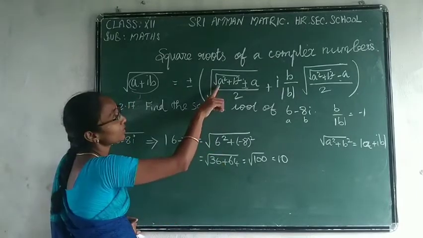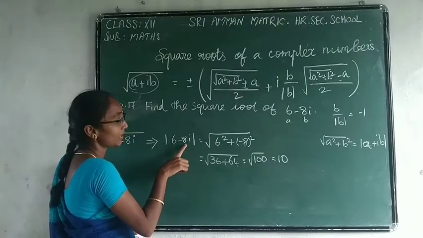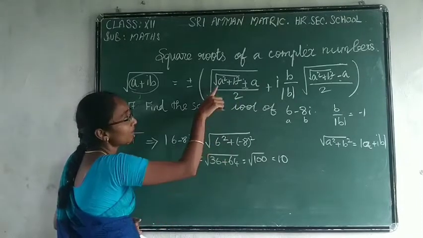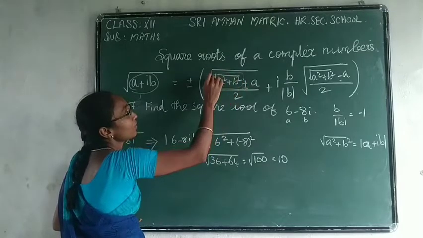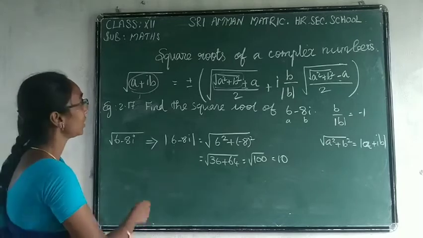So the modulus value is found in this part only. Listen, root of a square plus b square. Here a is 6 and b is minus 8. I compute the value of root of a square plus b square. Okay, now we are going to substitute the values.